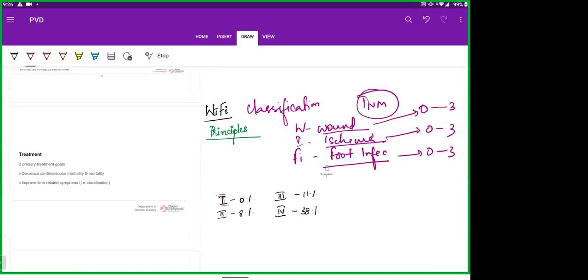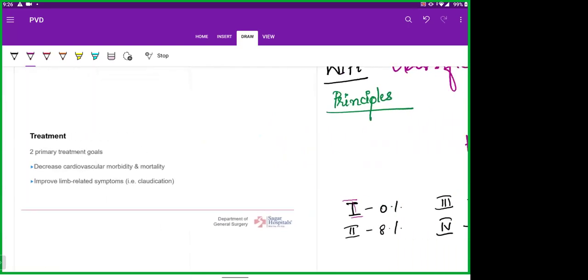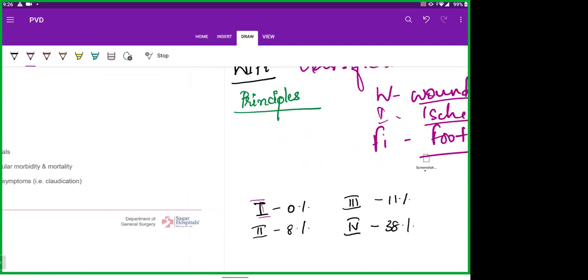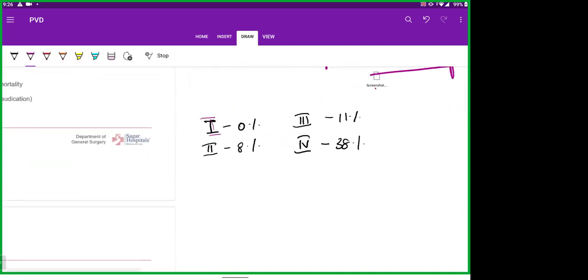And now we'll talk about the treatment. Sorry to interrupt, Dr. Nithya. There's one more classification which still is relevant, at least in the exit surgical exams, which is the TASC classification. Most examiners know about the TASC. WIfI, if the examiner is interested in it, and because it's already introduced in Pakistan, you'll be expected to know about it. But TASC is something you should know.